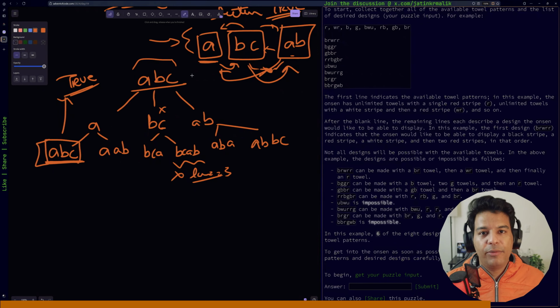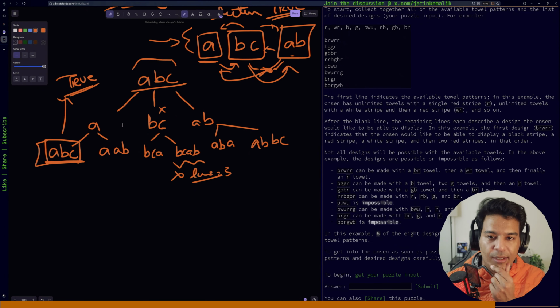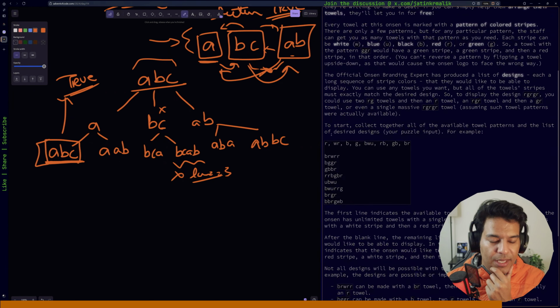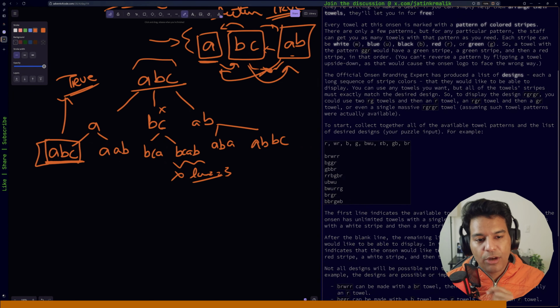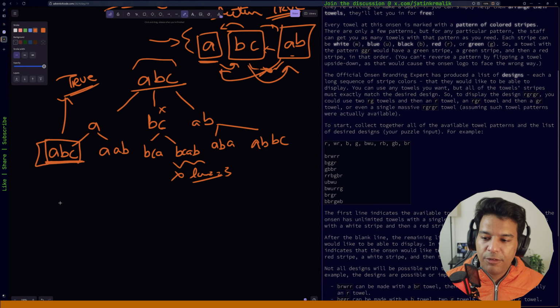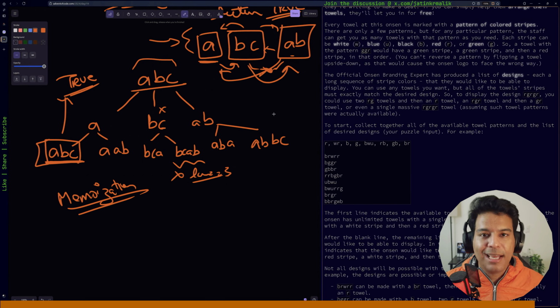And I'm thinking that we can optimize this recursion further because looking at the input, we can see that we are given the same set of towels, but we are given different designs. So I think using some form of memoization may help us make the whole execution faster, because once I build my sample search space, all I have to do is see whether this design is possible or not.